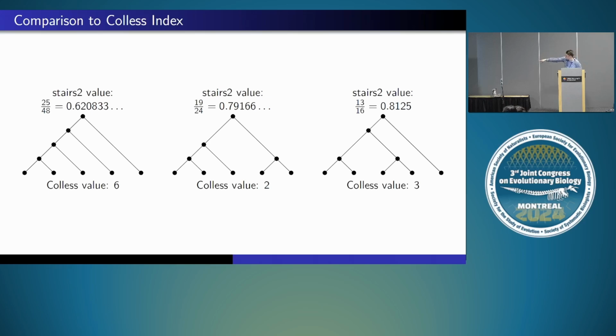And then the difference is the coalesce index says the one in the middle is the best, which seems reasonable, 3 against 2. But then stairs 2 says the one on the right is the best because it can get penalized for vertices that are not symmetry vertices a lot more. Yeah. That's it.